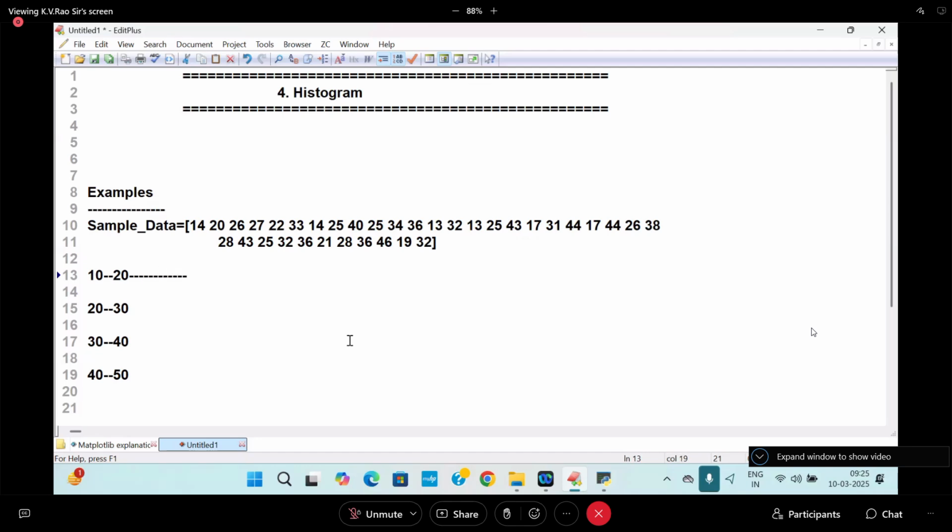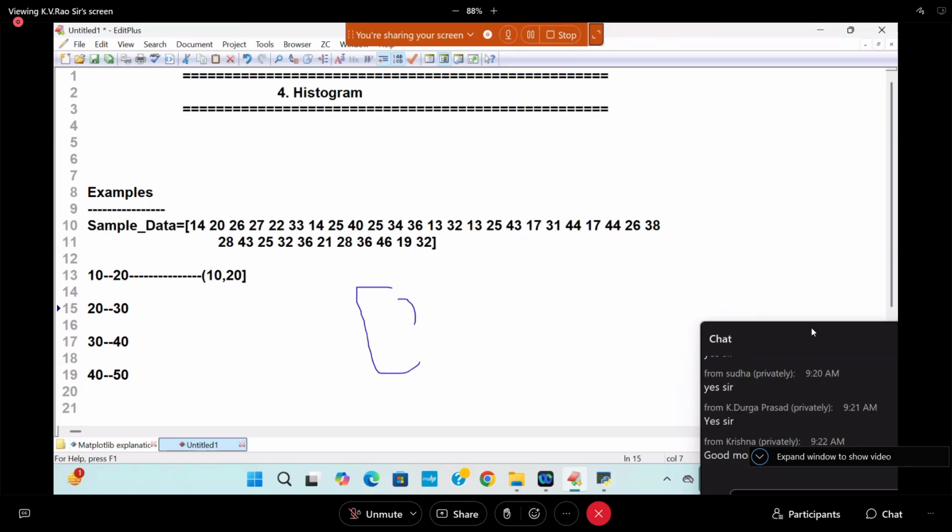What is this 10 to 20 interval? Maybe you know this from mathematics, students. 10 comma 20. What is the meaning of this bracket? Inclusive. What is this bracket called? Exclusive. In mathematics, this is an open interval, and this is a closed interval. In 10th class, you will get it in equations, equalities, inequalities. Now 20 comma 30: 20 inclusive and then 30.